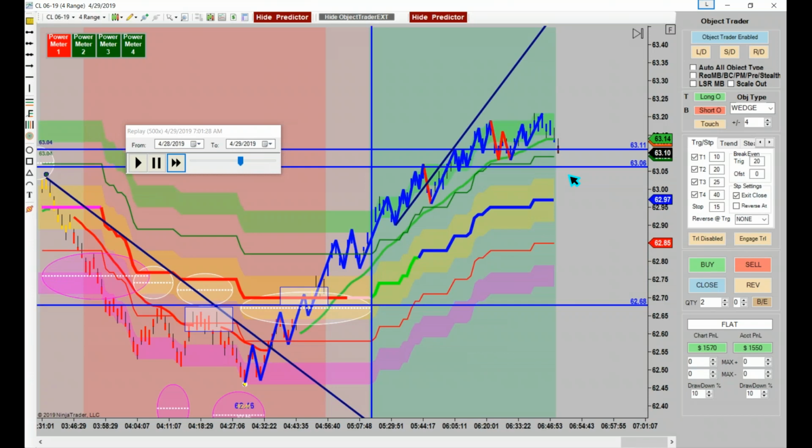Okay, so we're almost to 7:55, a little ways away from it. Now see, predictor's printing right there above mid-band. See it right here? So it knows by this price action to print here.